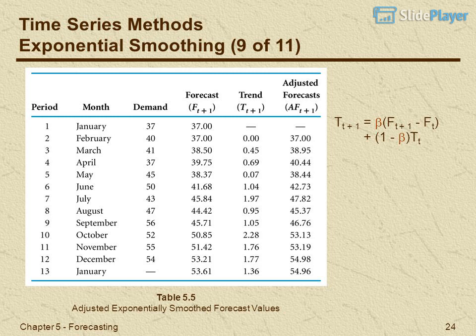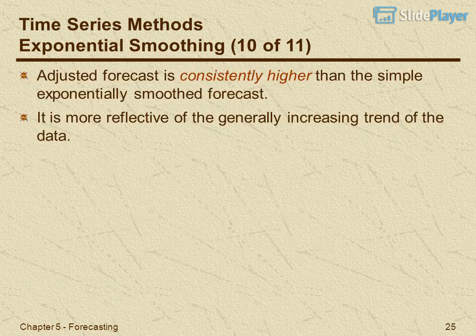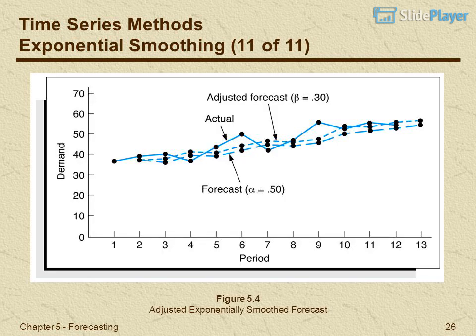The adjusted forecast is consistently higher than the simple exponentially smoothed forecast. It is more reflective of the generally increasing trend of the data. Figure 5.4. Adjusted exponentially smoothed forecast.